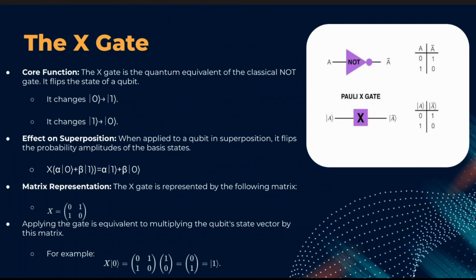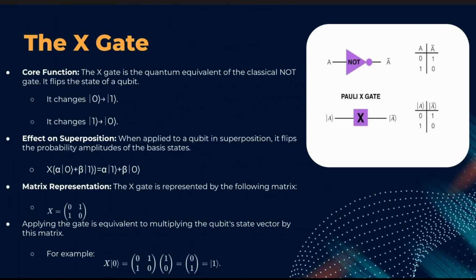So you can have a 75% chance of being 1 or a 25% chance of being 0. And whenever you apply the X gate to a qubit such as this, then you have a 25% chance of being 1 or a 75% chance of being 0. In simple terms, whatever weight or probability that was on 0 moves to 1, and whatever was on 1 moves to 0.